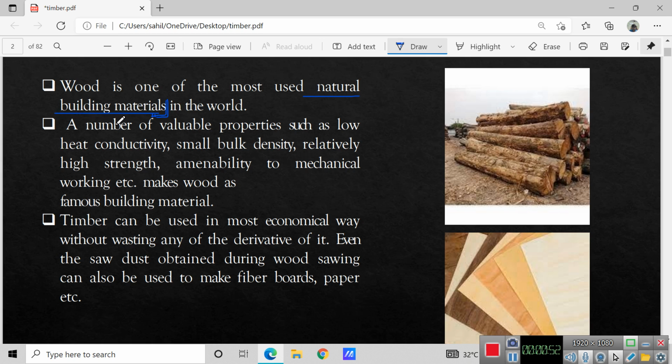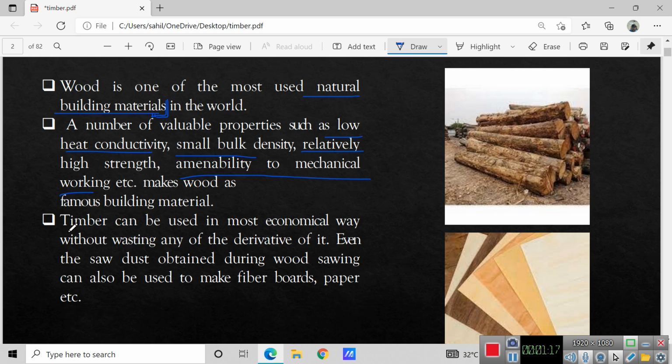Now in the second point, a number of valuable properties can be obtained from wood, such as low heat conductivity, small weight density, relatively high strength, and amenability to mechanical work. Amenability to mechanical work basically means that it can be worked on very easily, it can be given any shape, and it can be used to make any tool, etc.